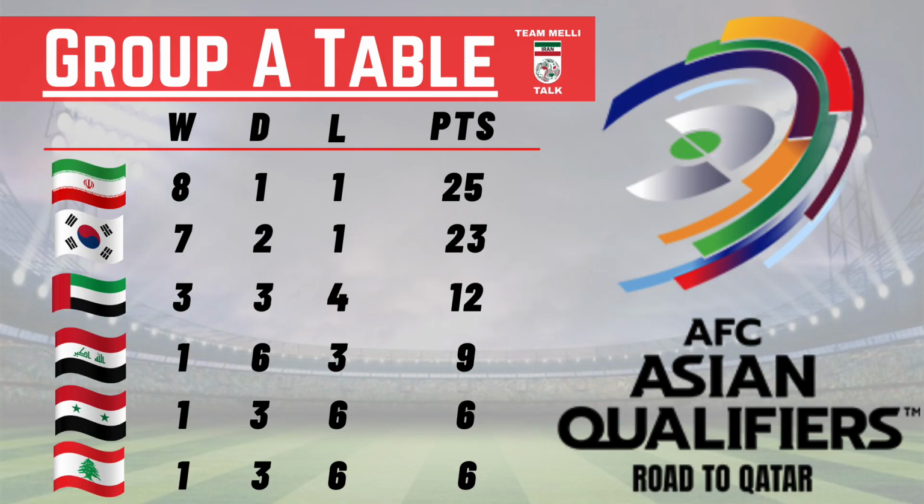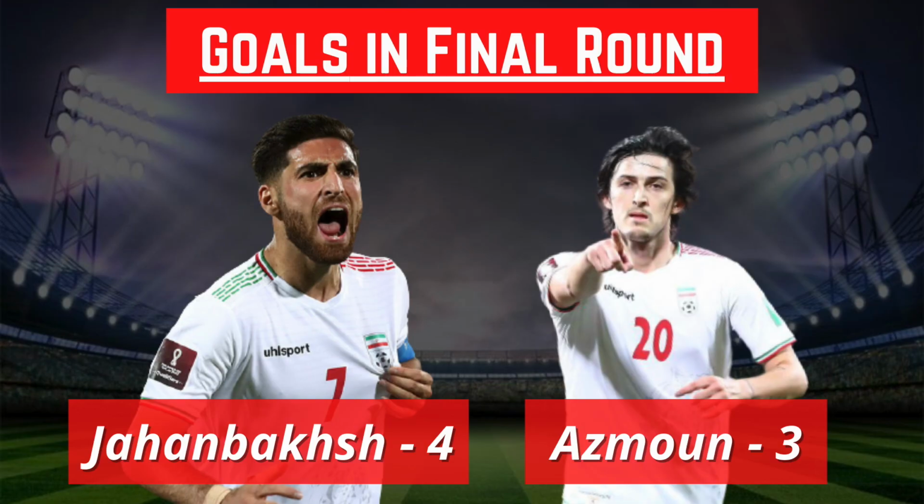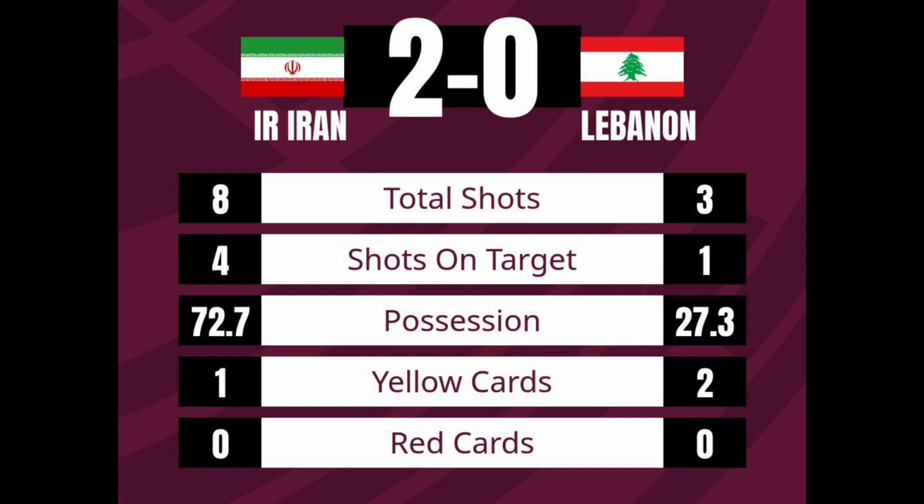A win for Iran and South Korea's loss to UAE means that Iran finishes top of Group A with 8 wins, 1 draw, and 1 defeat. Good job to Sardar Azmoun and Alireza Jahanbakhsh for getting on the score sheet. Alireza Jahanbakhsh with 4 goals in the final round of qualifying, Azmoun with 3. Iran was obviously much better than Lebanon in the 2-0 victory. And of course, this was not surprising.